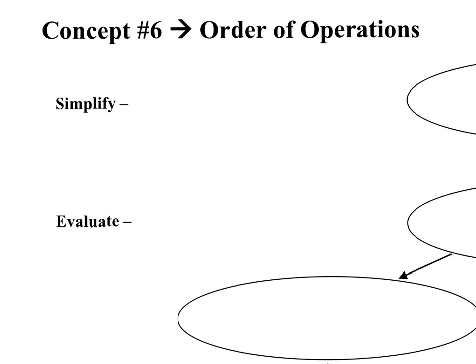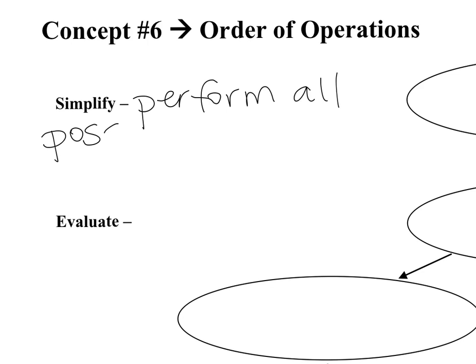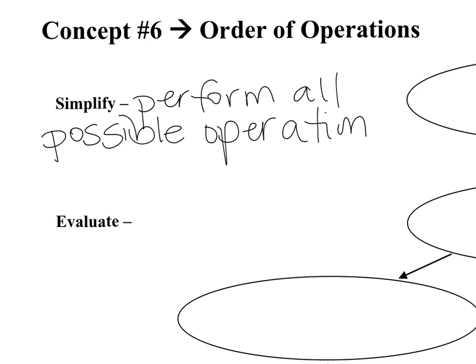In this case, when we're talking about numerical expressions, all numbers are like terms. So what we're just going to say here is we are going to perform all possible operations. And later, we will talk about exactly what it means when I say combine like terms. So here we're just going to perform all possible operations.